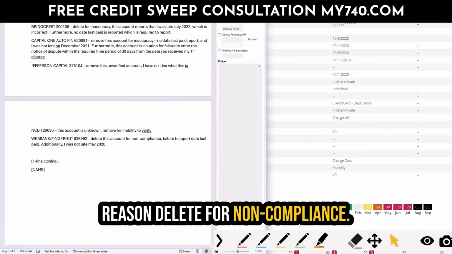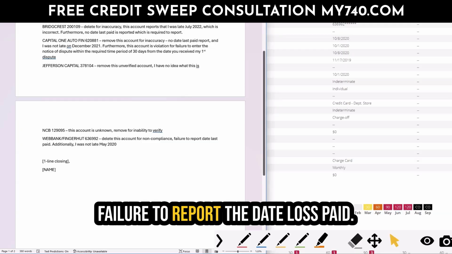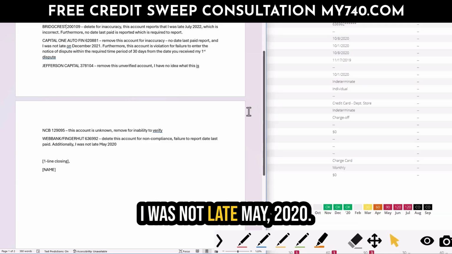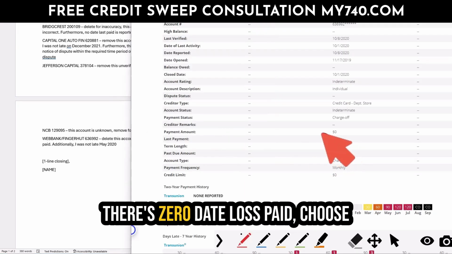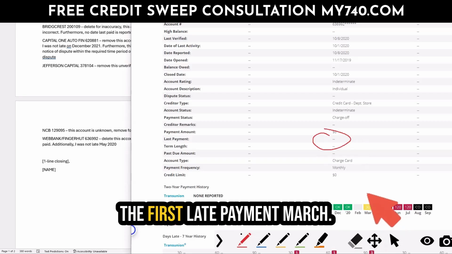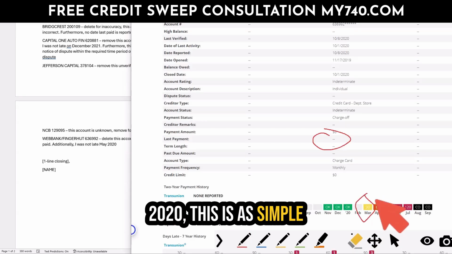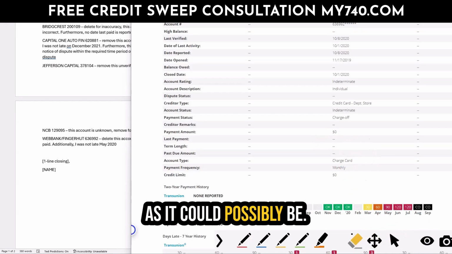Delete for non-compliance, false information, failure to report the date last paid. I was not late, May 2020. There's 0 date last paid. Choose the first late payment, March 2020. This is as simple as it could possibly be.